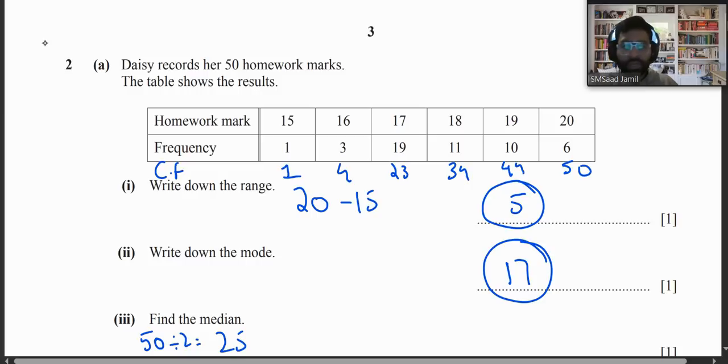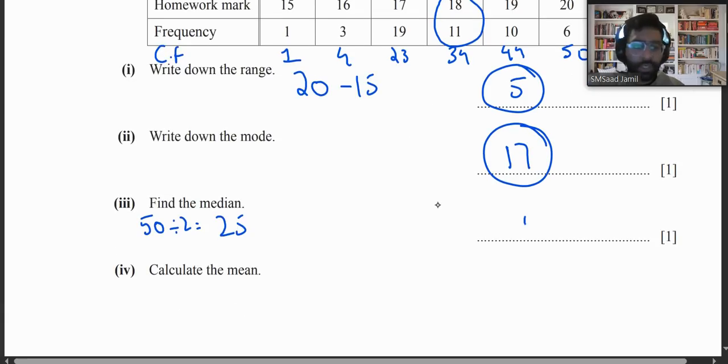So look, where does the number 25 come? This is 1, this is 4, this is 23. So it means in this range 25 is coming, right? Because this is starting from 24, 25 all the way up till 34. So your median would actually be 18. Okay, so we will write 18 over here.